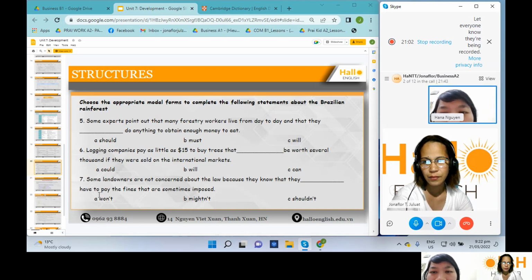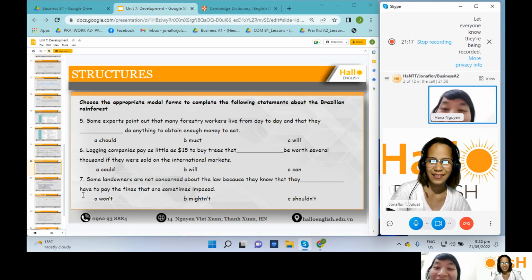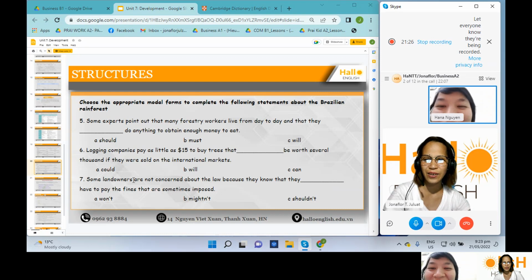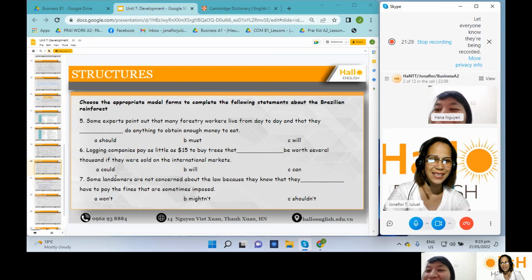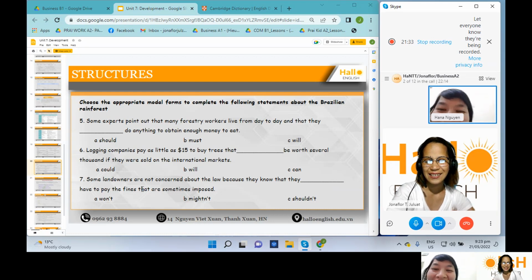Some landowners are not concerned. Landowners, yes. They are owners of land. So maybe this is a clerical error. They forgot to put a space between the two words.